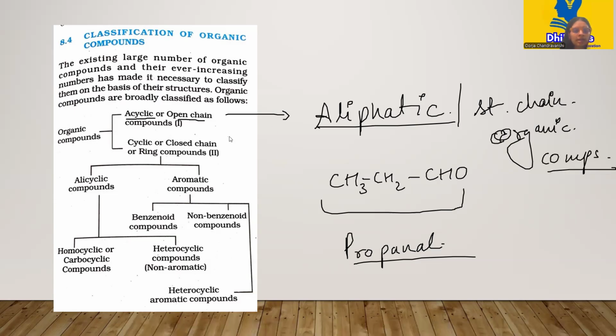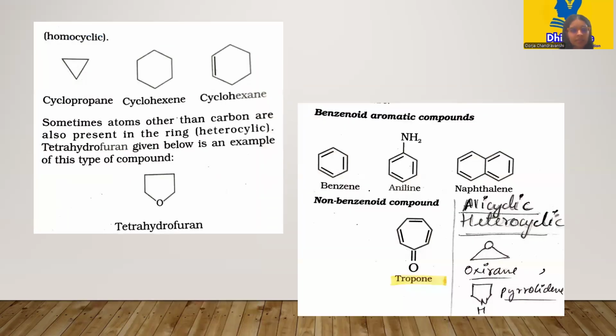Next, we have cyclic or closed or ring compounds. These are also divided into alicyclic or aromatic. Now, what are alicyclic compounds? Alicyclic compounds are those which are divided into two parts. These can be homocyclic or heterocyclic. Homocyclic compounds would primarily mean those that have only carbon atoms. Only the same type of atoms are there, and those are nothing but carbon atoms. These are some compounds of alicyclic homocyclic.